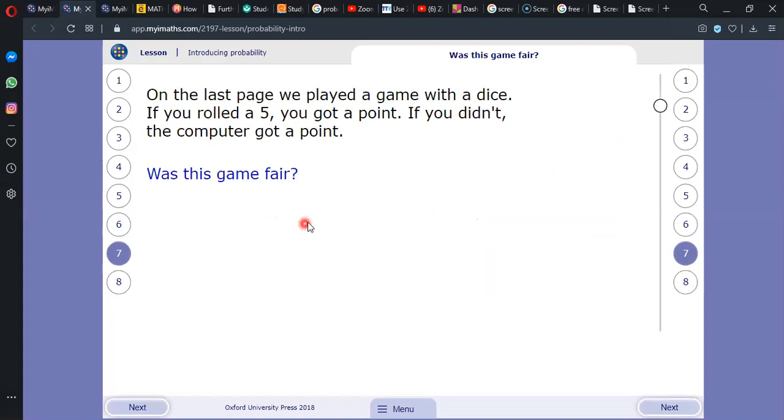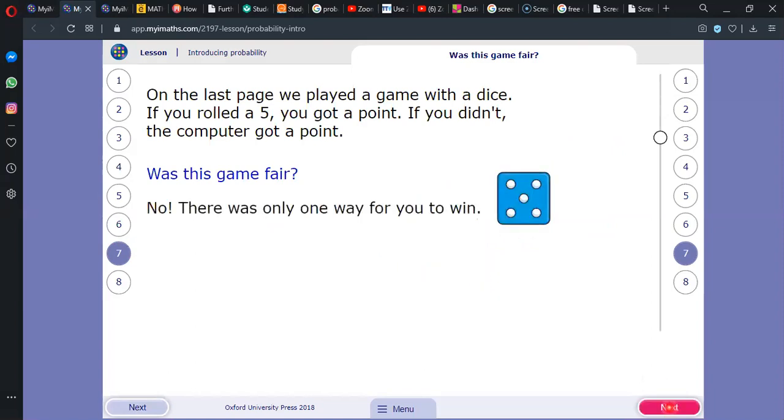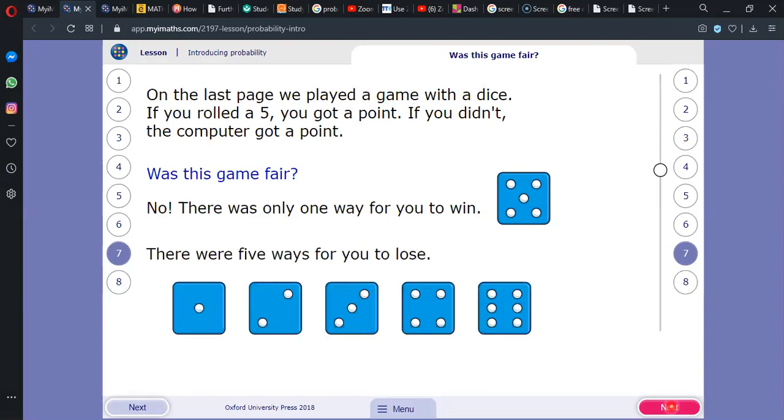Okay, on the last page, we played a game with a dice. If you rolled a 5, you get a point. If you didn't, the computer gets a point. Was this game fair? Of course not, guys. The game wasn't fair at all. The computer was just winning all the games. Exactly. There was only one way for me to win, and that is a 5. But the computer had more ways to win than I did. So I was very unlikely to win. The game was definitely unfair.